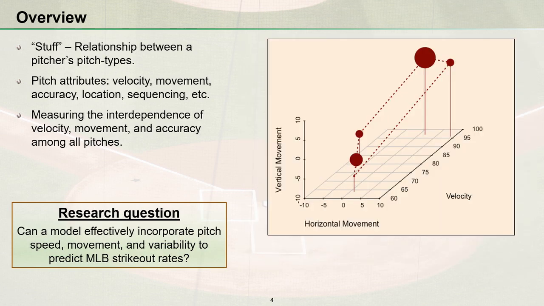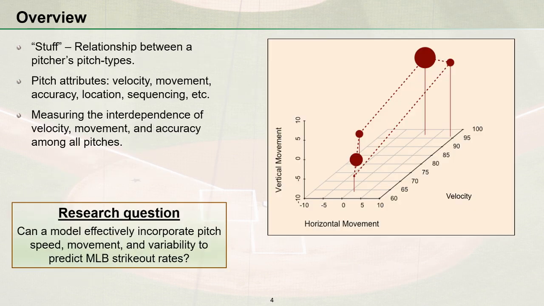The relationship among different pitches is sometimes referred to as a pitcher's stuff. Although a pitcher's stuff is one of the most often used terms to describe pitching ability, it has no established definition. It can describe several combinations of pitch attributes, including velocity, movement, accuracy, location, and sequencing, just to name a few. And so the interpretation of stuff can be decidedly subjective. Scouting effective pitchers based on this amorphous definition quickly dissolves into an abstract exercise, and that was really the genesis of my research.